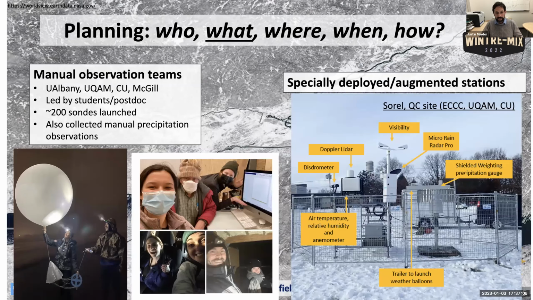But those weren't the only assets that we had. We also had our really important manual observation teams. And these were, you'll see, deployed throughout our region from 4 different universities. And they were really great. They were led by students and a postdoc for each of these teams. They launched around 200 radiosondes during the project to give us vertical profiles through these storms. And they also collected manual precipitation observations at the surface, which were really important as well.